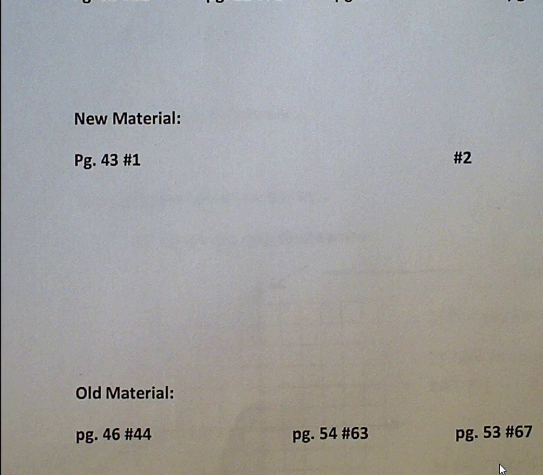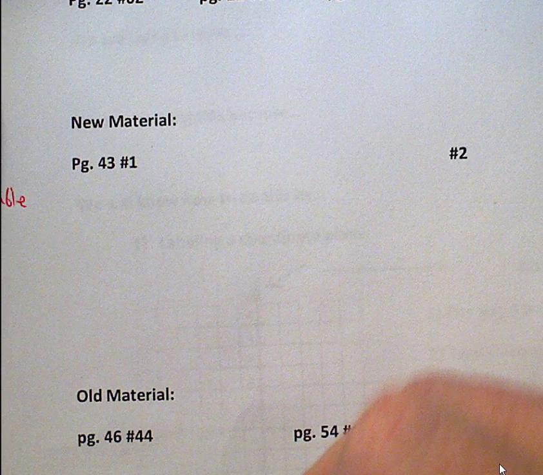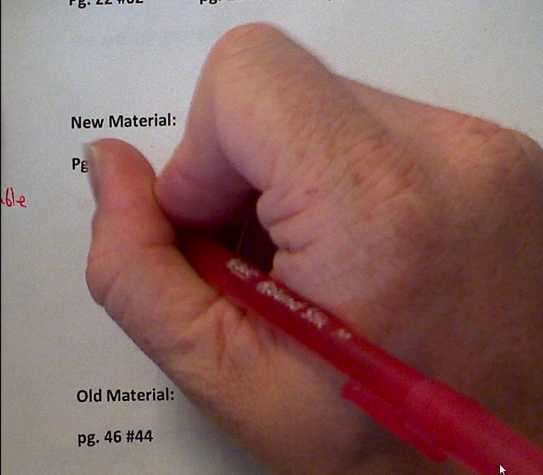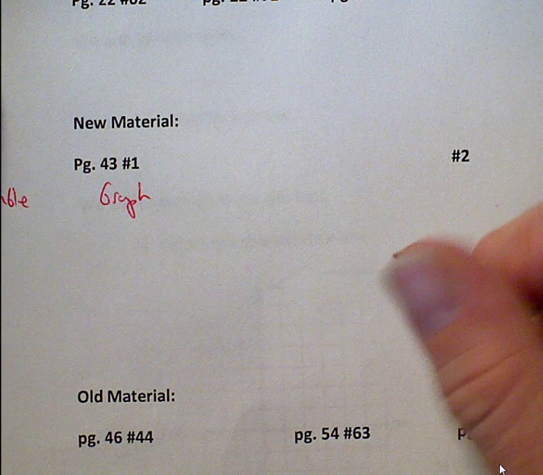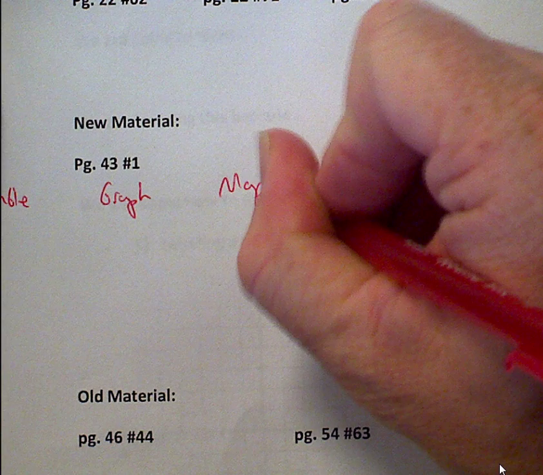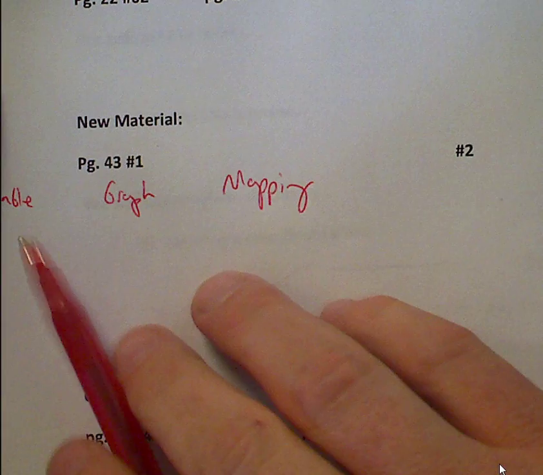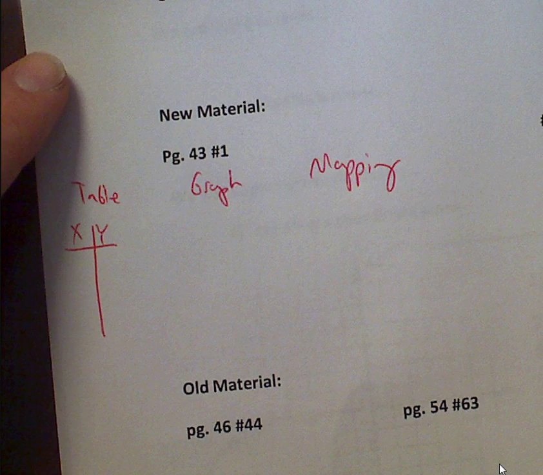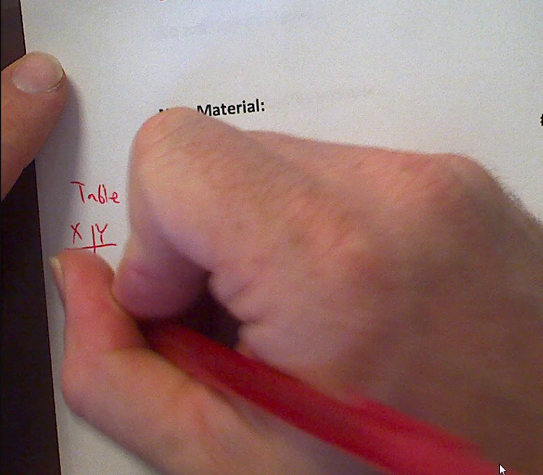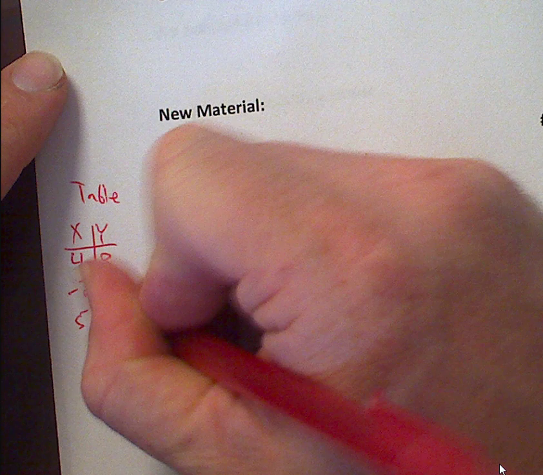It says express each relation as a table, a graph, and a mapping. Then it says determine the domain and range. So a table has the x and y values. So 4, -2, 5, and then it has 3, 2, -6.